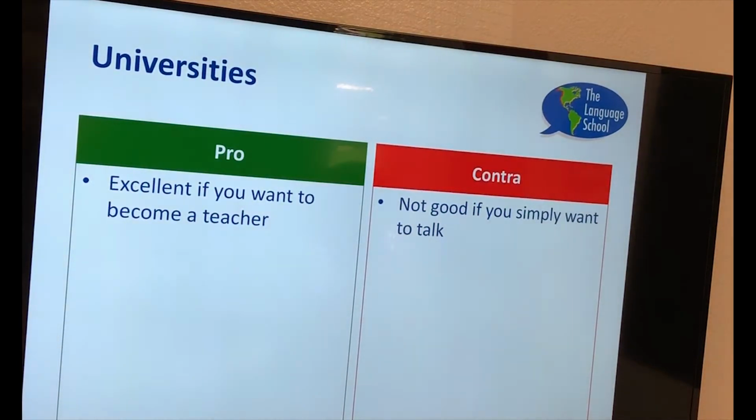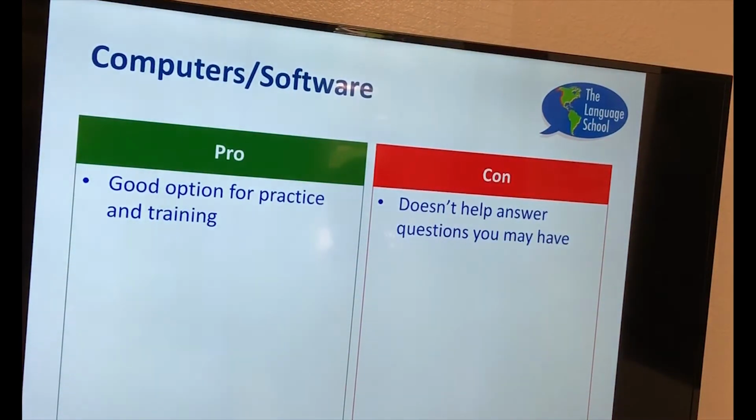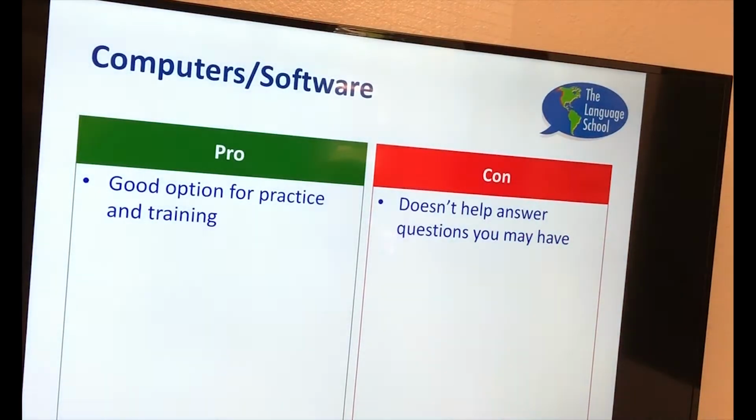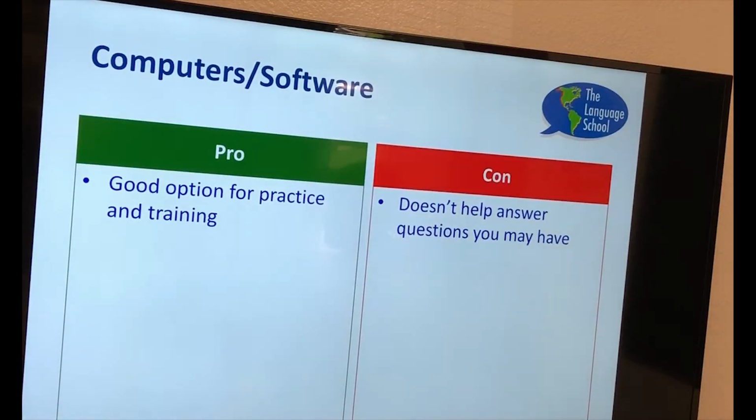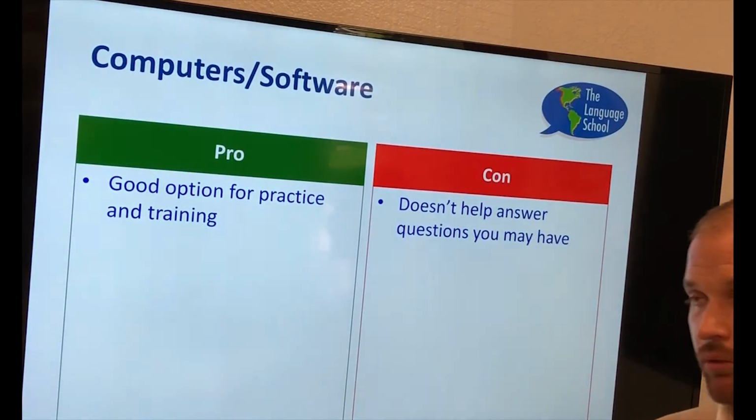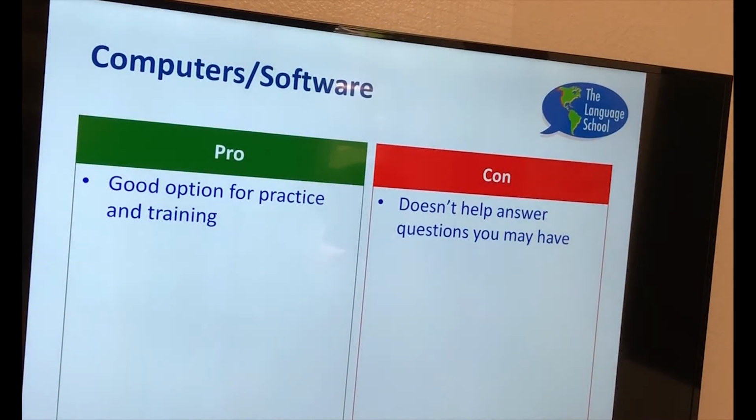So again, just to recap, great for going into a career of teaching Spanish, not so great if you want to learn how to speak Spanish. Okay, another big area that everybody knows about today is computers and software. I feel like there's a new application that comes out for my iPhone almost every single day. Everybody knows about Rosetta Stone, Duolingo are some of the more commonly used applications, but there's at least a dozen out there I can think of.